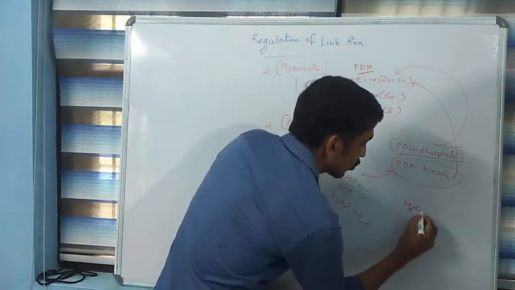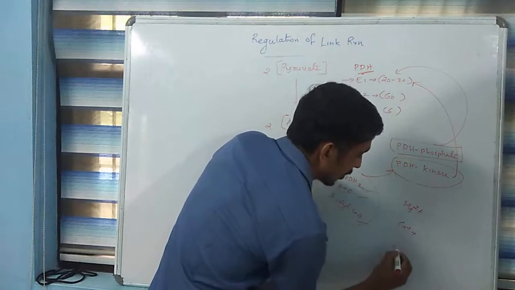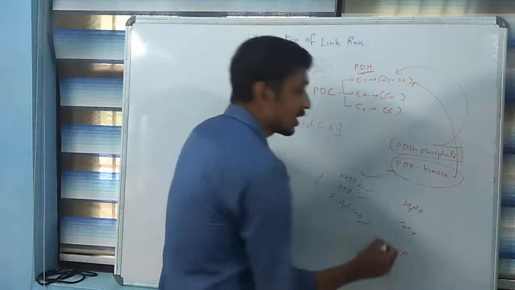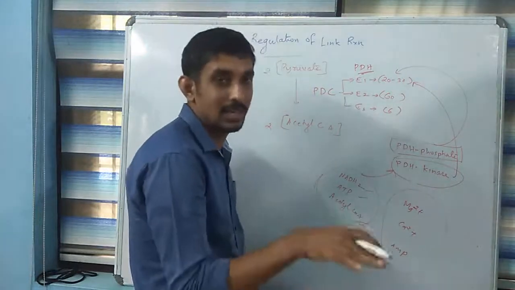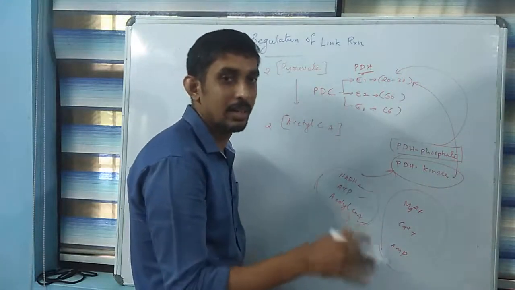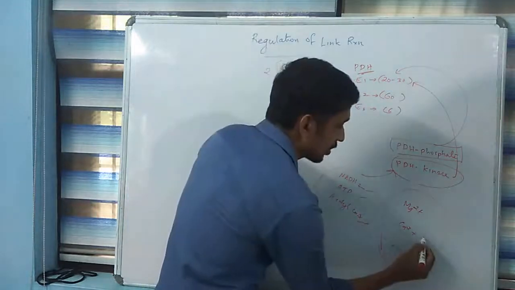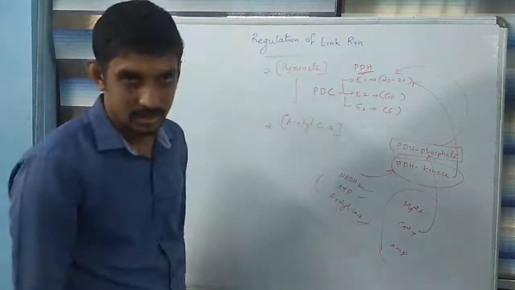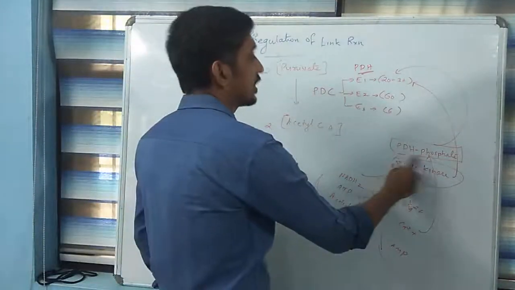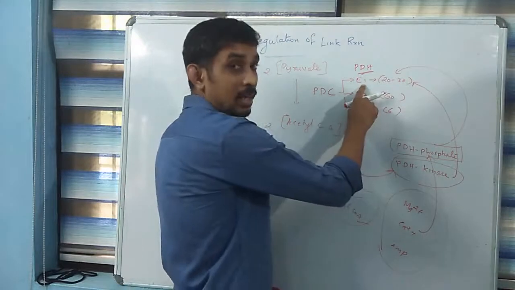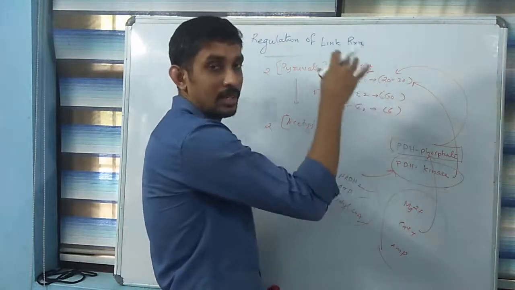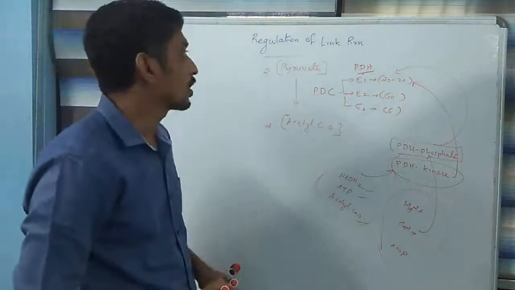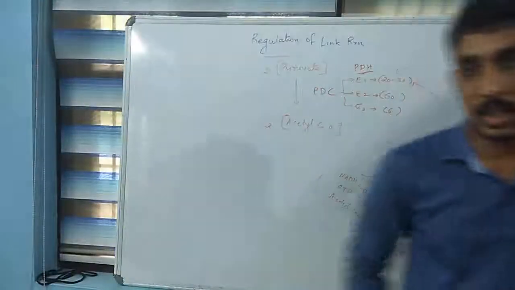Suppose the cell contains magnesium 2 plus, calcium 2 plus and AMP. The presence of these factors in a cell indicates that the cell needs to produce energy. The cell contains a limited amount of energy. So in that condition, magnesium 2 plus, calcium 2 plus and AMP stimulate or activate phosphatase. That activated phosphatase then dephosphorylates enzyme 1. Dephosphorylated enzyme 1 is highly active. It catalyzes the reaction very smoothly. So this is about the regulation of the Link reaction.